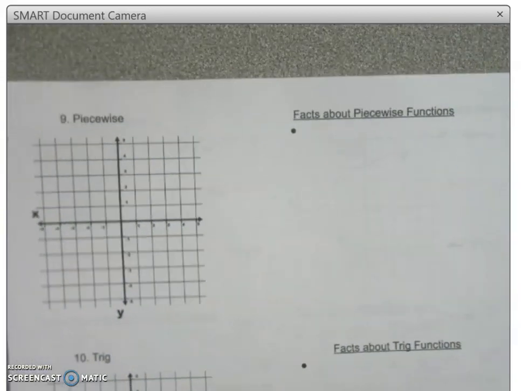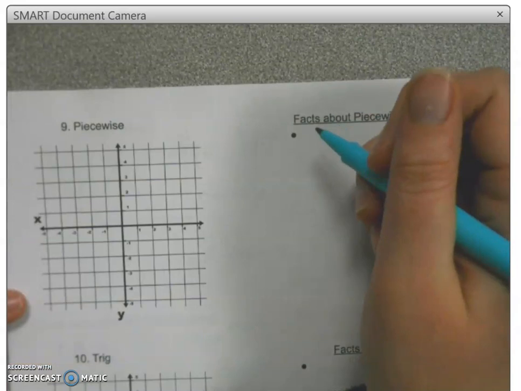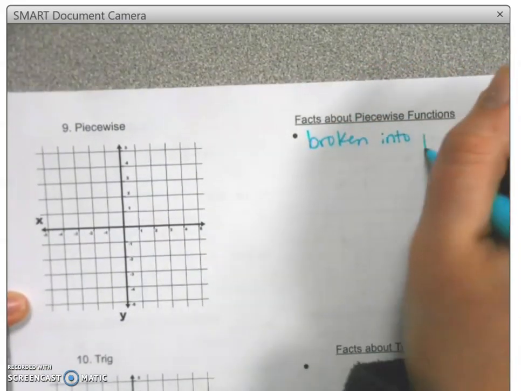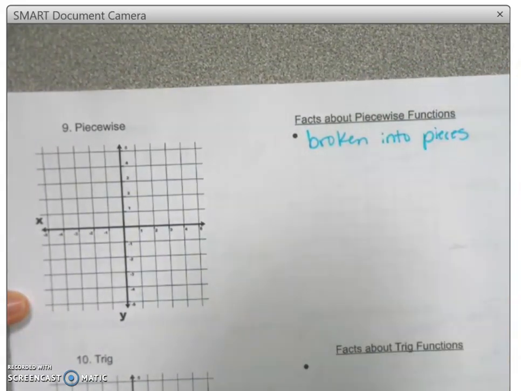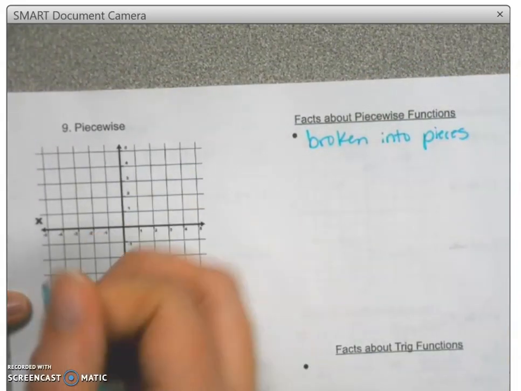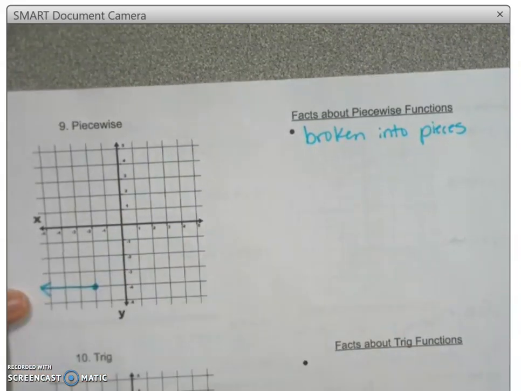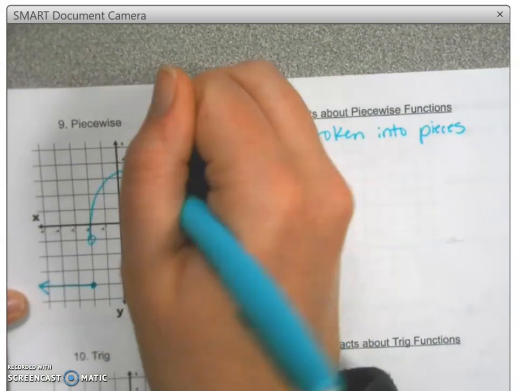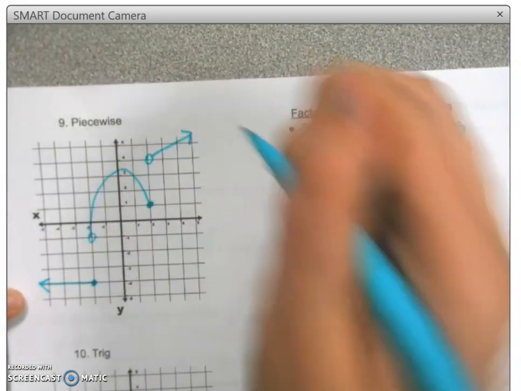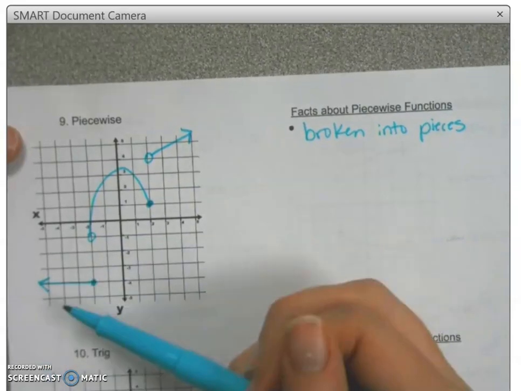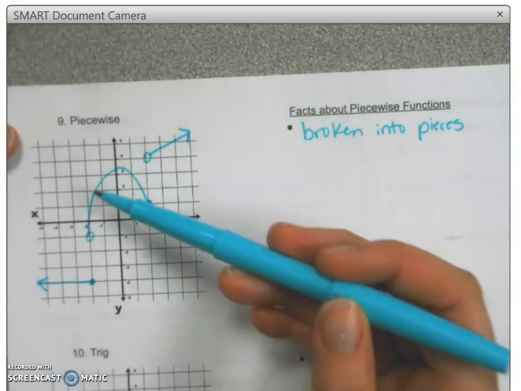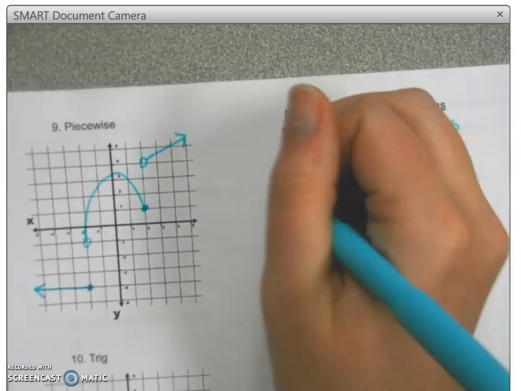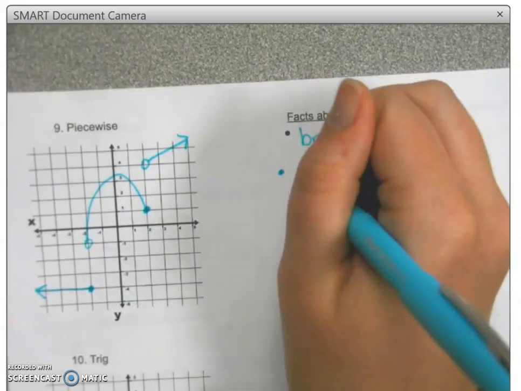Next is piecewise. Something you know about piecewise, it is broken into pieces. So it may look like this. Mind you, this could be anything, like literally anything in the world. So I'm just going to make one up. Okay, yours don't even have to look exactly like mine. Notice it's not one continuous line like we've been doing. This is broken up. I got a piece here, I got a piece here, got another piece here.